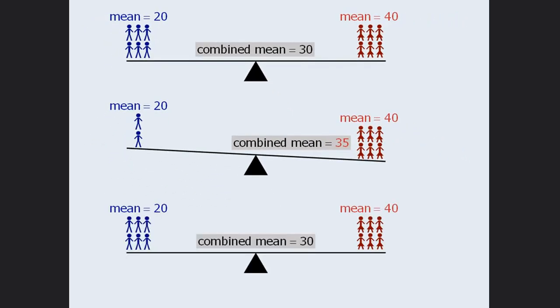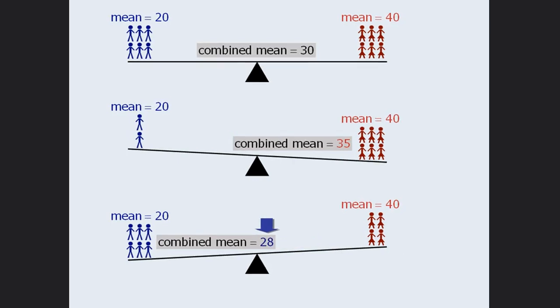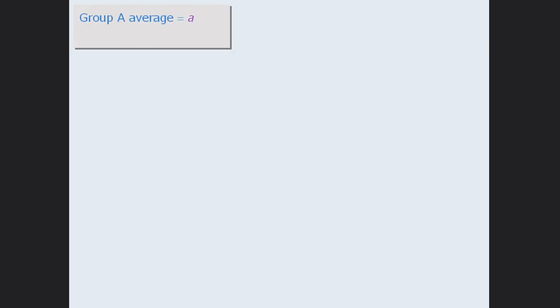Similarly, notice what happens when we remove 2 women from this population. In this scenario, the population of men now outweighs the population of women. So as a result, the average age of the combined population slides over to the heavier population and changes to 28. We can summarize these results as follows.